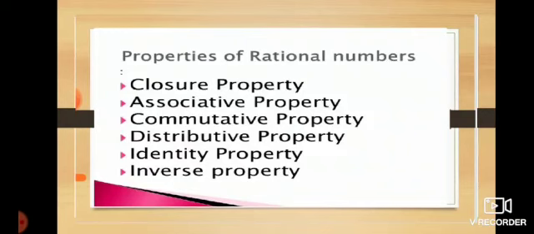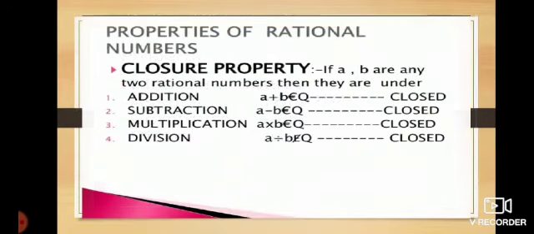To begin with, closure property. In closure property, if a, b are any two rational numbers, then they are under four mathematical operations like addition, subtraction, multiplication, and division. In addition, the sum of two rational numbers is always a rational number. If I take any two numbers and I add them up, whatever the answer I get is again a rational number.